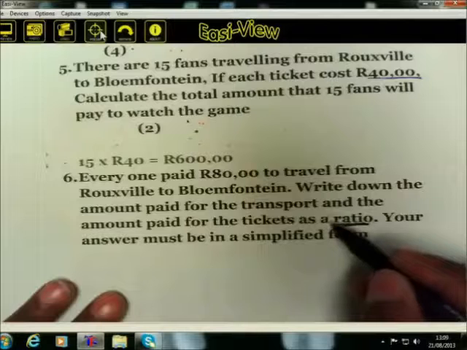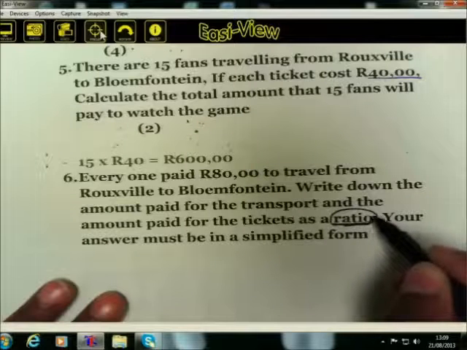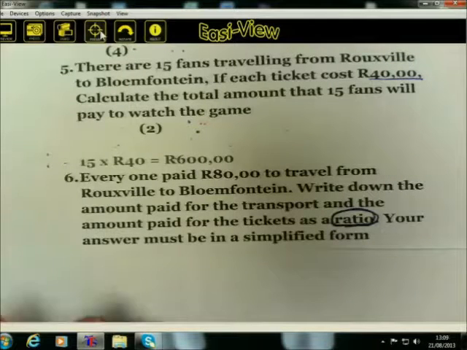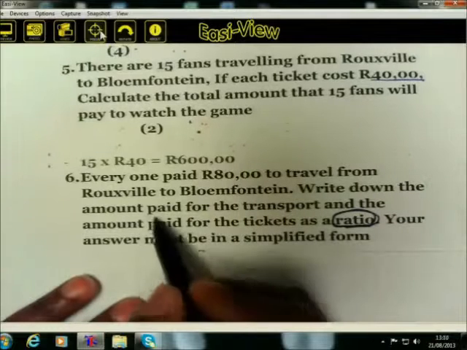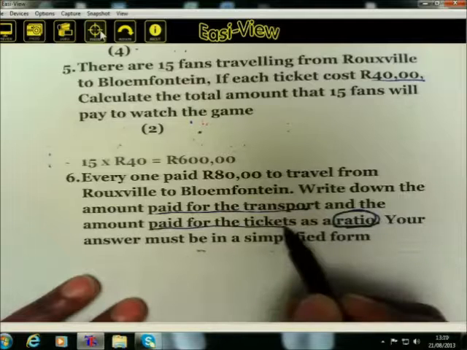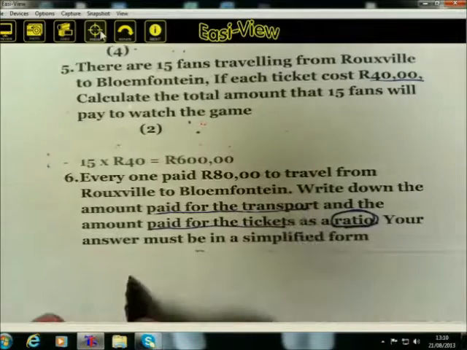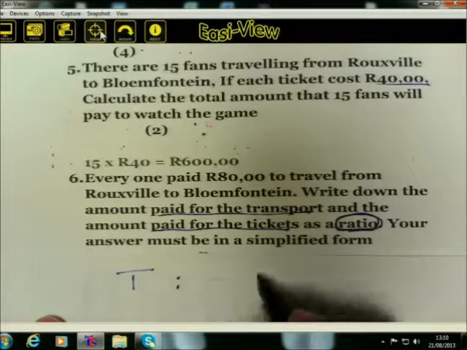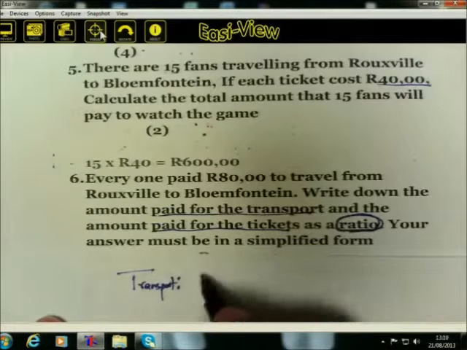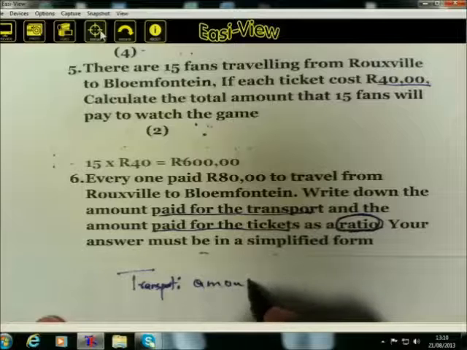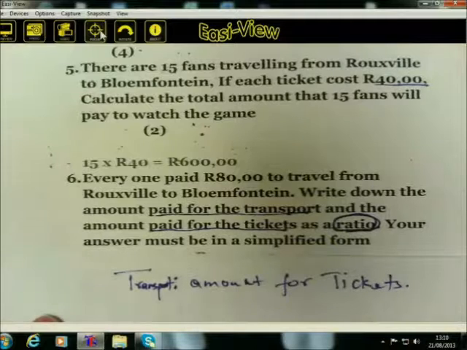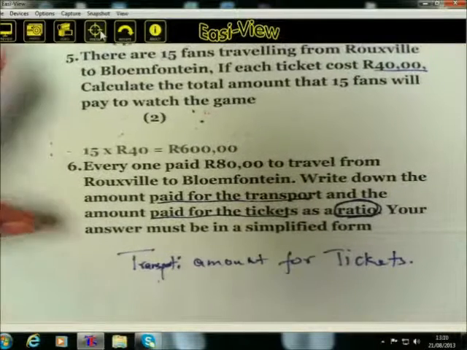And learners, be very careful about the order in which you write your ratio. The question will always lead you. Like in this case, they say, write down the amount paid for the transport and the amount paid for the tickets, which means you're going to start with the transport amount, and then on this side you'll be writing the amount for the tickets. So it is very important to look at the order in which you write your ratio.